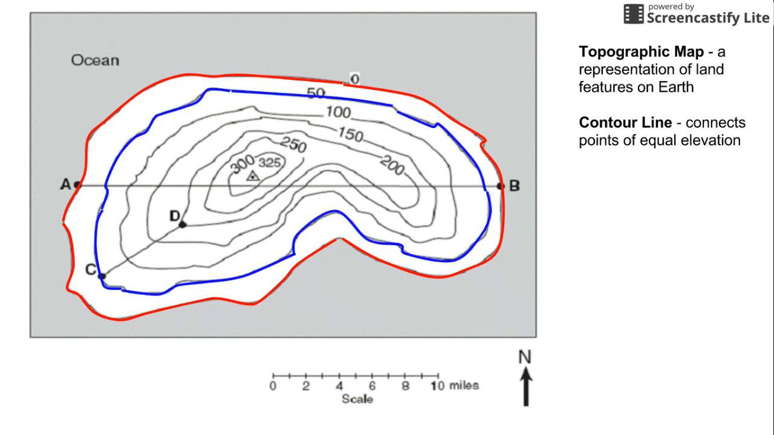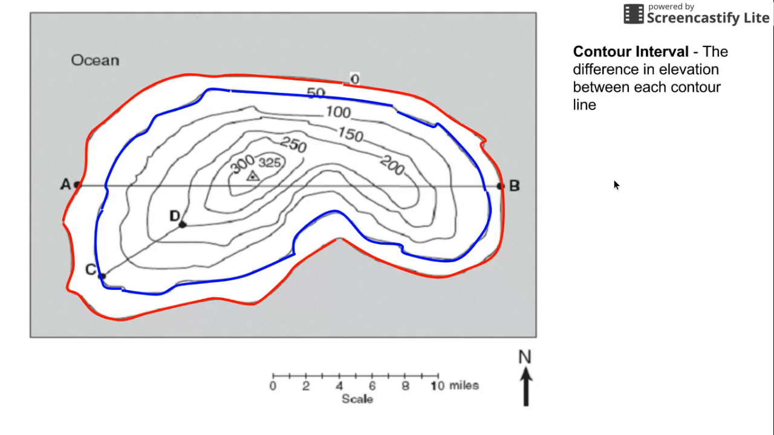And again, if we move up to this blue line, any point on this line is at 50 feet elevation. So if you were to walk along this line, you would be at 50 feet elevation no matter what part of the line you touched. The same goes for the 100, 150, 200, and so forth.